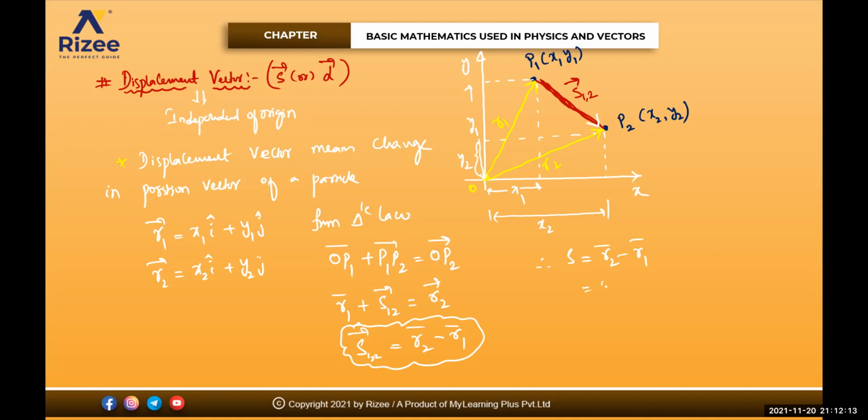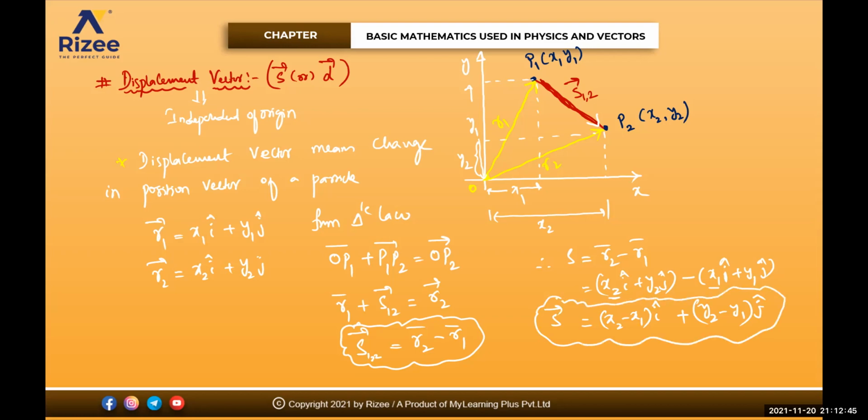R2 bar is how much? See the figure. x2 i cap plus y2 j cap, minus R1, x1 i cap plus y1 j cap. Isn't it? All the i components you take on one side. This will become for me (x2 minus x1) i cap plus (y2 minus y1) j cap. Any doubt to anyone? So this is the displacement vector. I have done this very detailedly because it comes a lot in work, power, energy also.